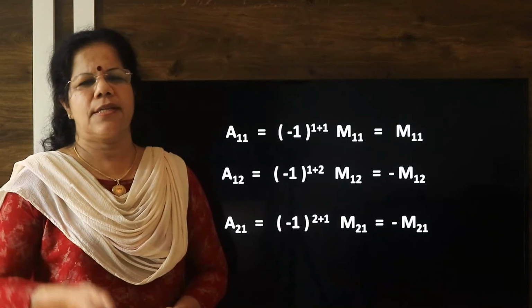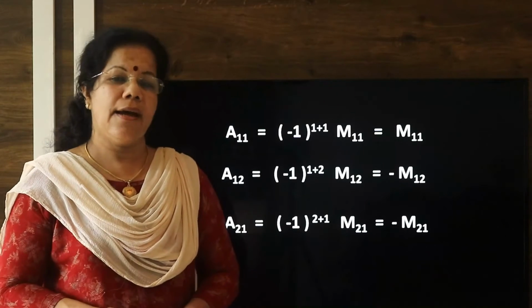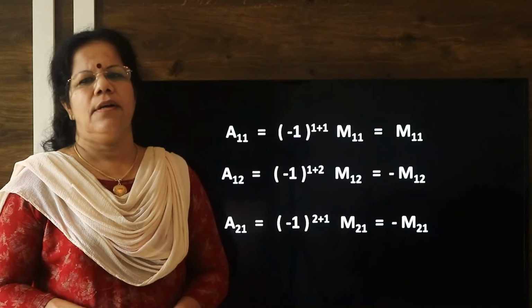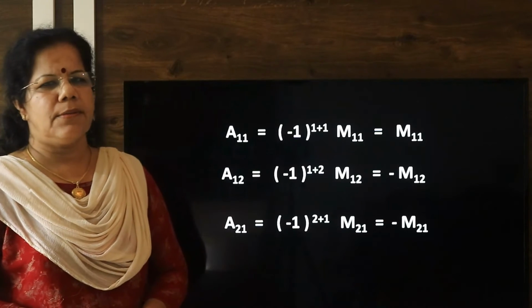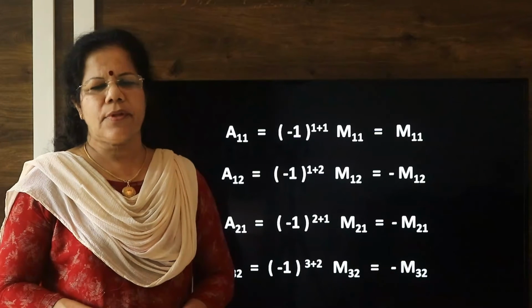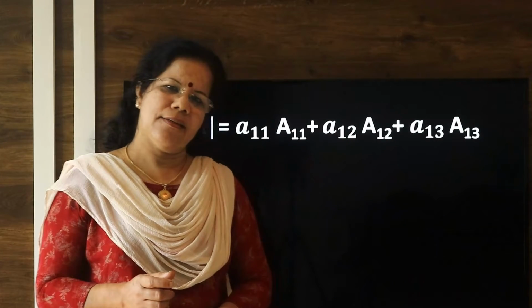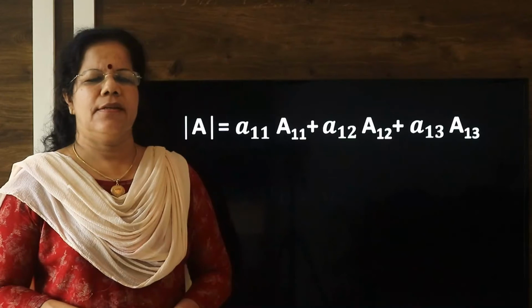Here also, if it is a 3 by 3 determinant, you will get 9 cofactors. Right? For each element, there is a cofactor. Now, A32 is negative M32. Now, the next one, we are connecting this cofactor with the determinant. Right?